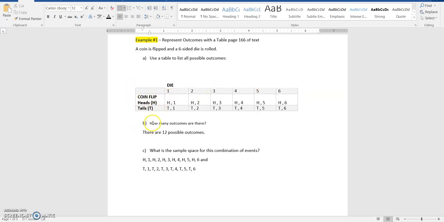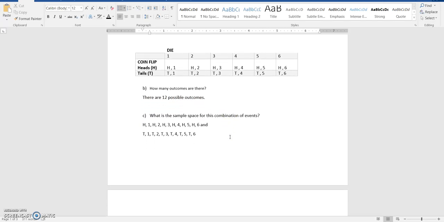Question B is, how many outcomes are there? As you can see, here are the outcomes. So it can be heads, can be flipped, and the die could land on a 1. Heads could be flipped, the die could land on a 2. Heads could be flipped, and the die could land on a 3, and so on and so forth. We know that there are 6 sides to this die, and there are 2 sides to a coin. So a quick and easy way to do it is just think of it as 6 times 2. Therefore, we know that there are 12 possible outcomes.